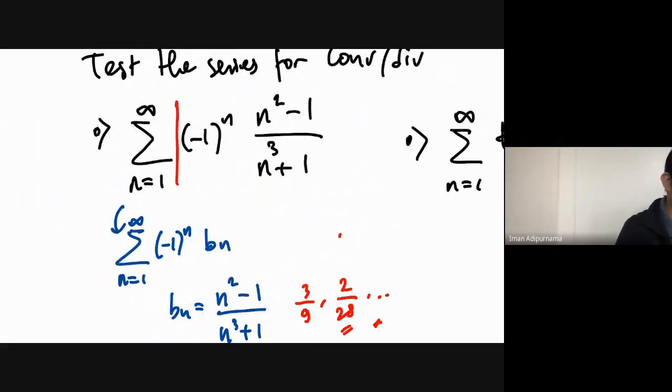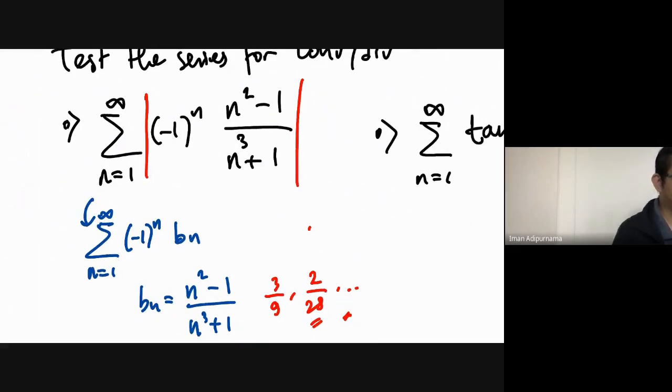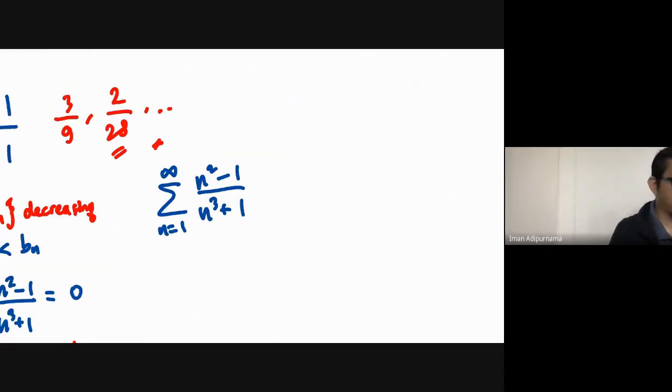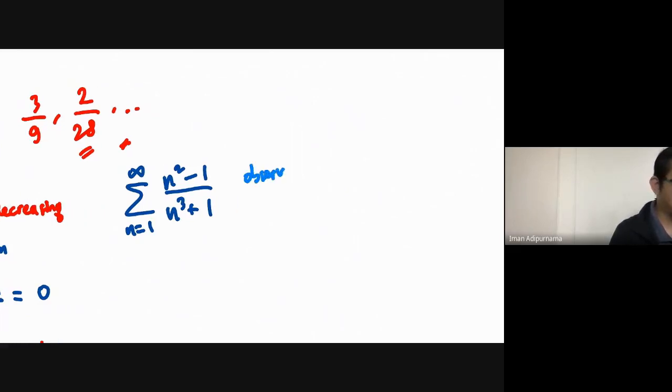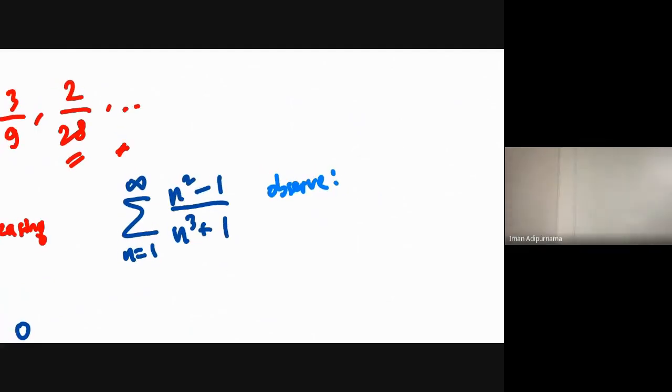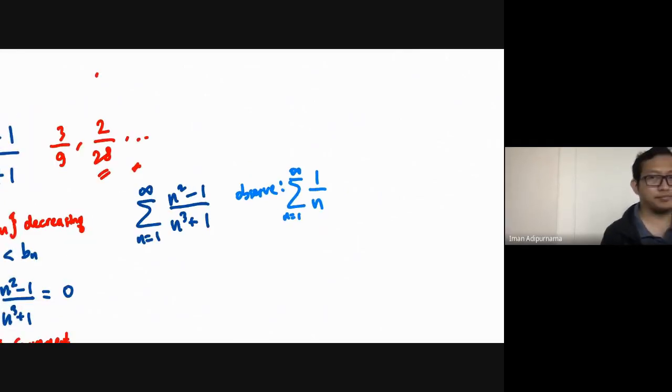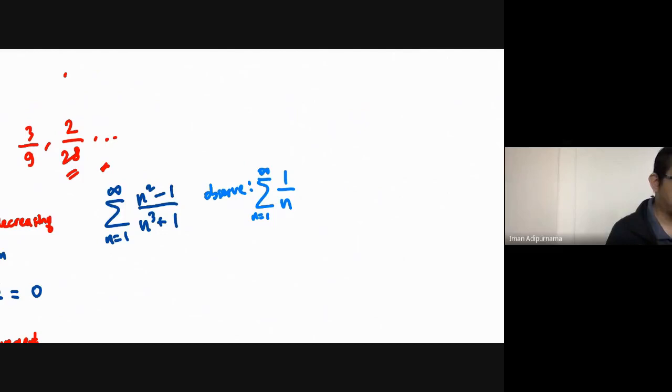We can look up here. If we take the absolute value of this series, we end up with the series of n squared minus 1 over n cubed plus 1, okay? And if you want to test the series, it's better to see this n squared, n cubed. So the best way to observe is 1 over n, right? So observe the 1 over n, okay? This 1 over n diverges. It's the p-series, right?